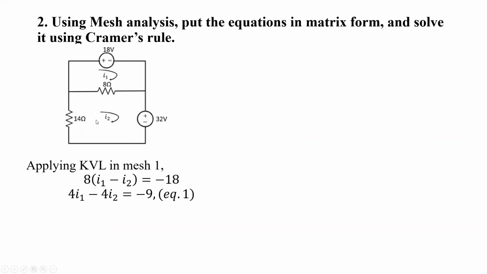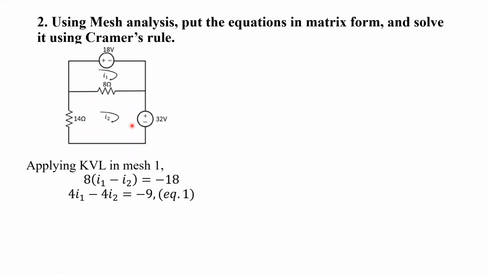Let's apply KVL at mesh 2. In mesh 2, we can see that there is a single voltage source and two resistors. The 40 ohm resistor is in an outer branch, so it's not in the common branch between the two meshes. So for the 14 ohm resistor, the voltage drop is 14 into I2, and for the 8 ohm resistor, the voltage drop will be 8 (I2 minus I1).